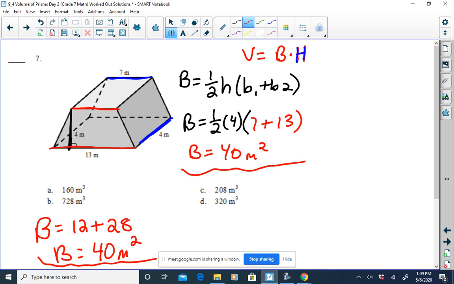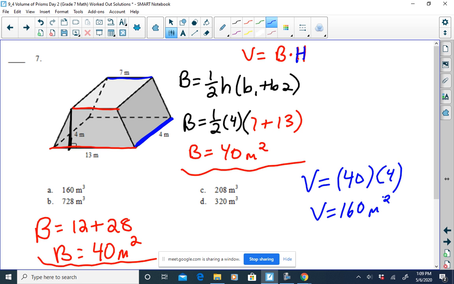But you have to find the base area first. And then the volume's easy, because volume is your base area times your height. So your volume is going to be 40 times the height of the prism, which is 4. And 40 times 4 is simply 160 cubic meters, sorry. My bad. This should have been cubic meters up here, and this should have been cubic meters. Units are cubic units when we do volume.